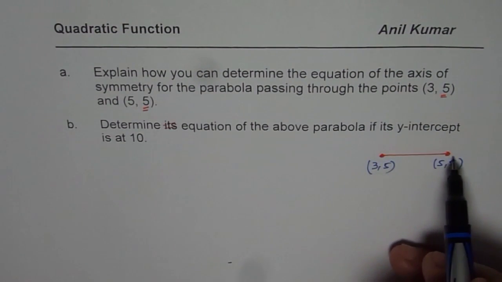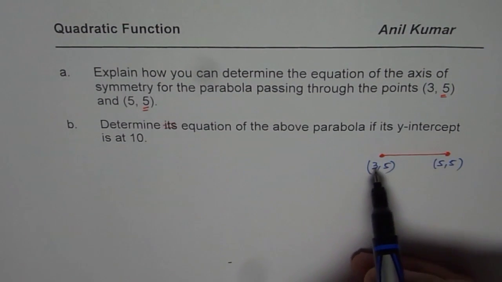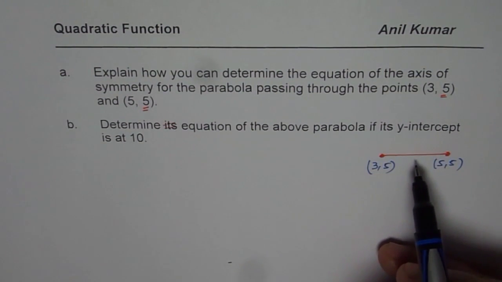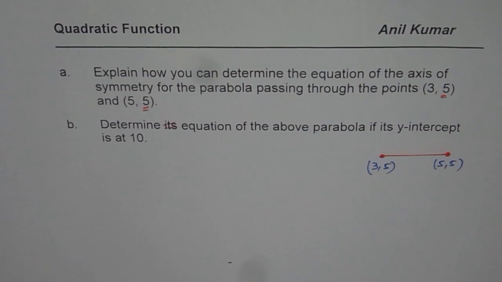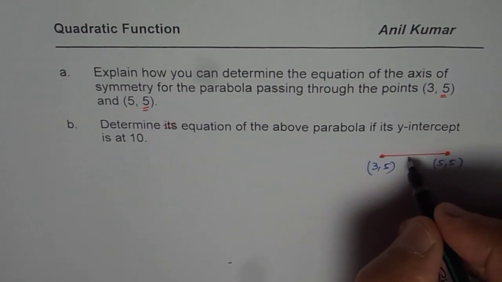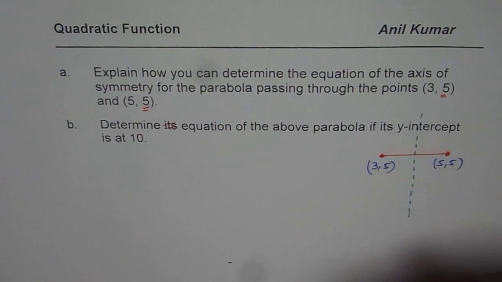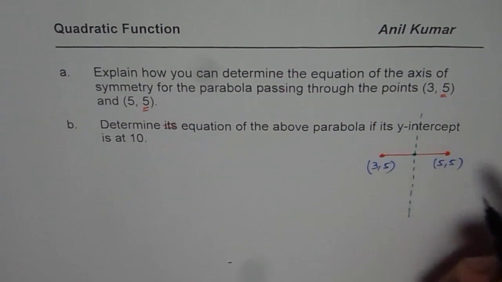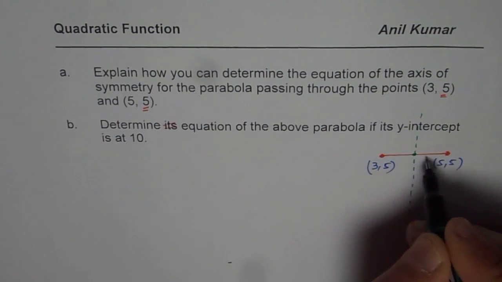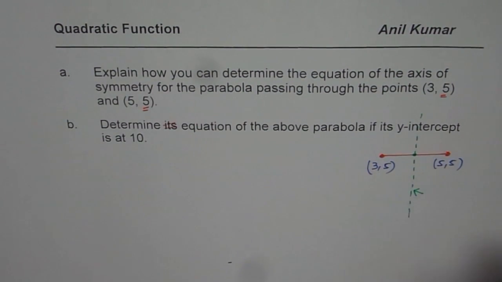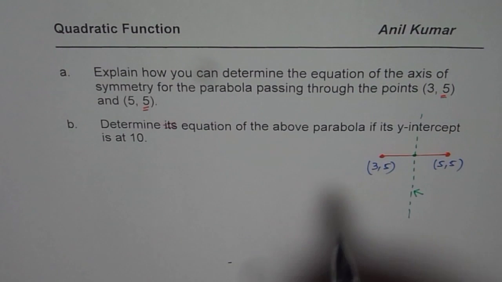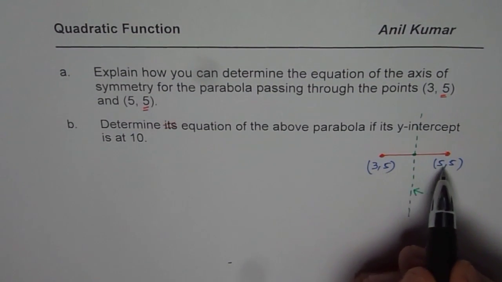How do you find the axis of symmetry? If we have a horizontal set of points, then in a parabola we always have an axis of symmetry. That means it is definitely a line which should go midway between them, right? Perpendicular and midway between them. That is the axis. So we need to find the midpoint. That is how you find the axis. So in this case, we can find the axis by finding the midpoint of the x values.